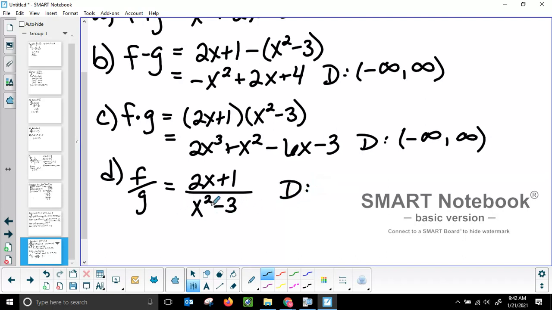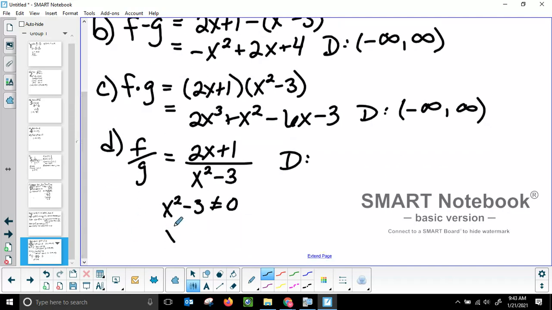All right, well, we know that this cannot equal 0, so x squared minus 3 cannot equal 0. Since there's no b term, I don't have to factor here. I can just use square roots, right? So x squared is equal to 3, so x is equal to plus or minus the square root of 3. Remember, when you take the square root, you need the plus or minus.